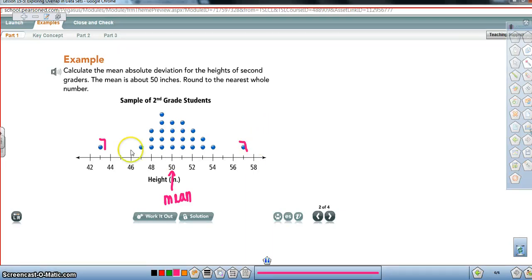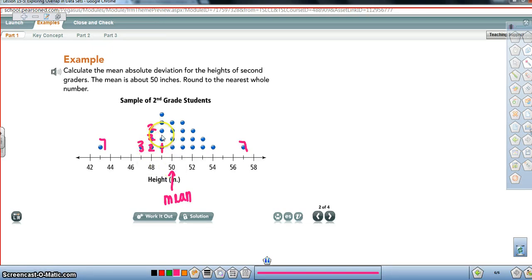All right, let's keep going. So this value point is at 47, so it'd be 3 away from the mean of 50. And I'm just going to write the numbers right on the graph so I can keep track of all my values. If that gets confusing or too crowded, you can write the numbers off to the side too. All right, 48 is 2 away from the mean. So we have three data values that are 2 away from the mean.